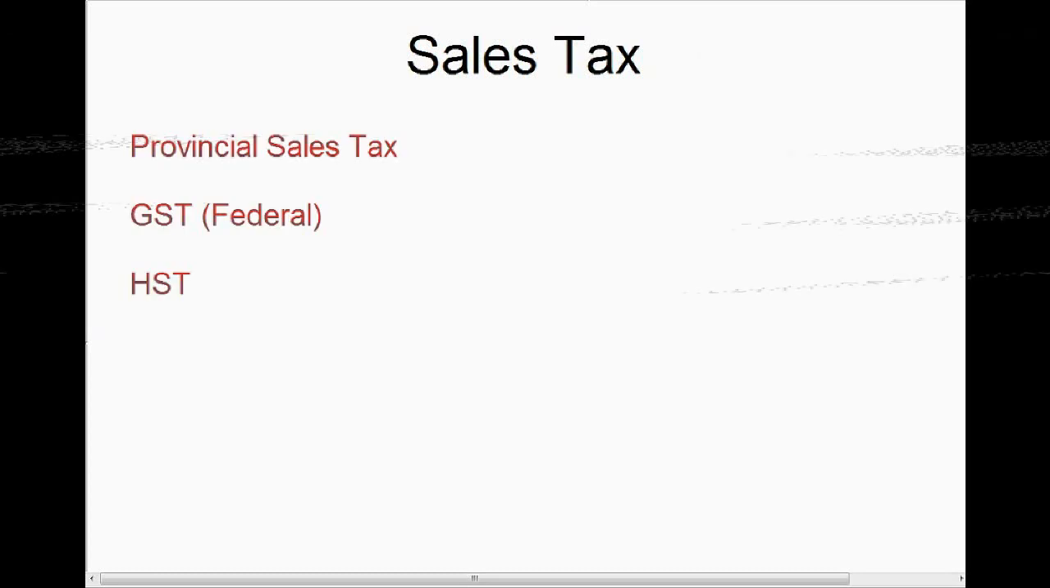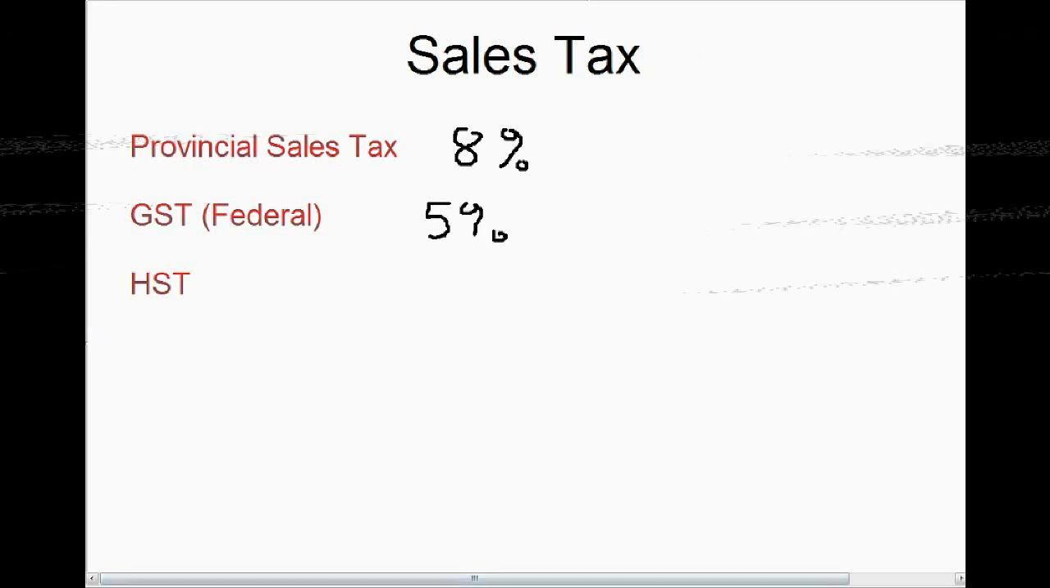So the provincial sales tax and the federal sales tax, called the goods and services tax, or the GST, have varied over the years. At this point now, in Ontario, we pay a provincial sales tax of 8%. And the current GST, goods and services tax, in Canada from the federal government is 5%.